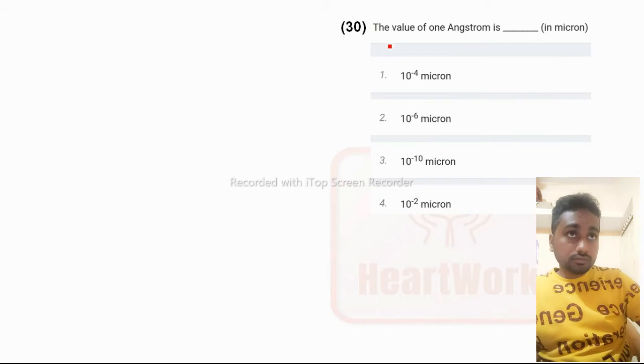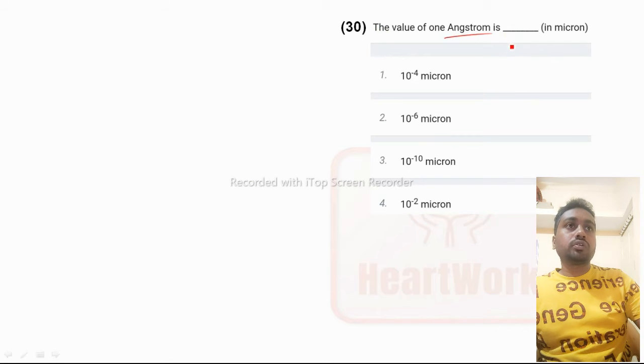Next, the value of 1 angstrom is how much? It is 10 to the power minus 4 micron.